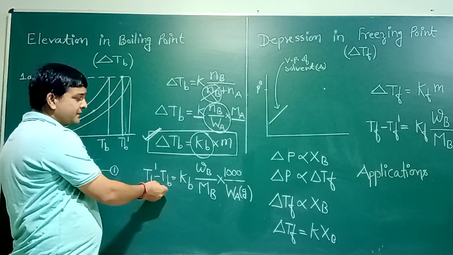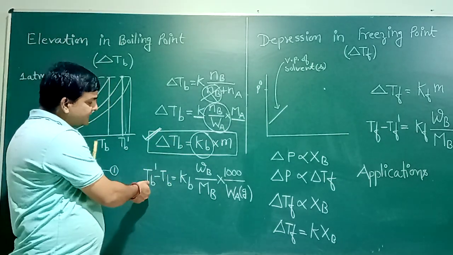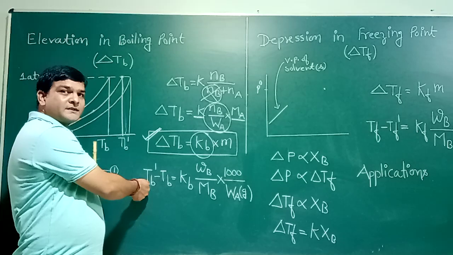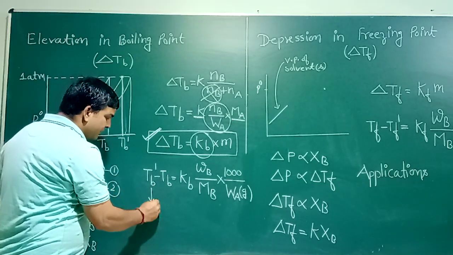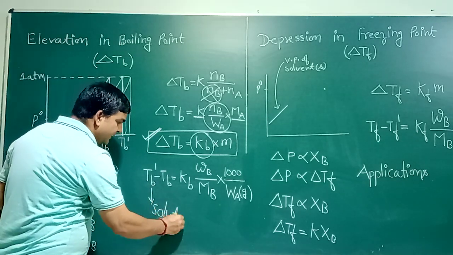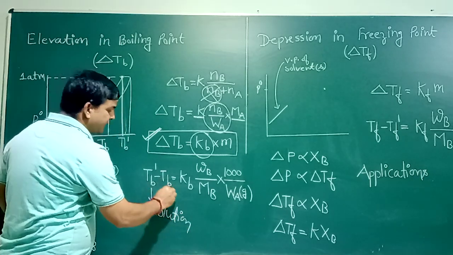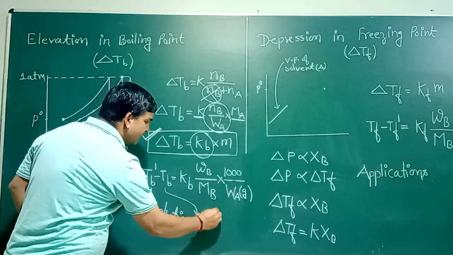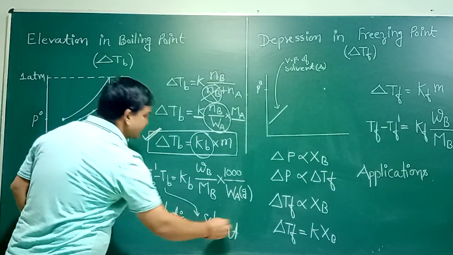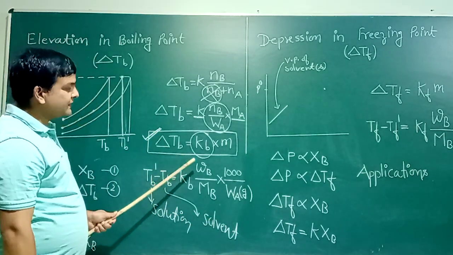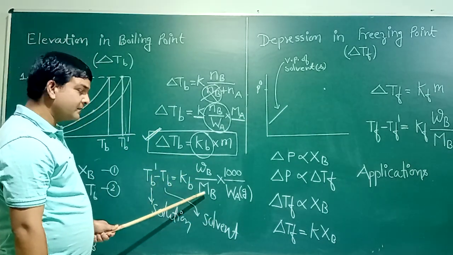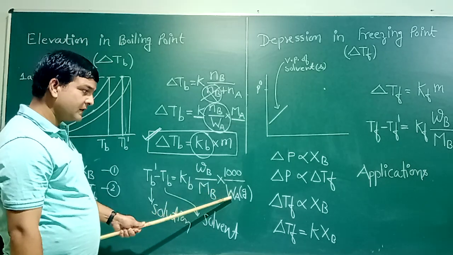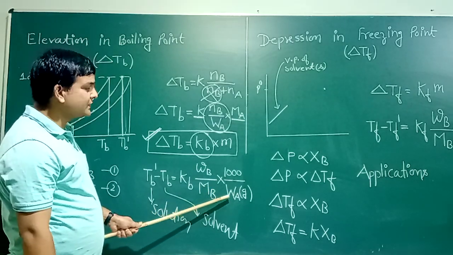You can also write the same formula in this format. It is Tb dash minus Tb. Tb dash means it is the boiling point of solution, Tb is the boiling point of solvent. This is a constant. It is mass of solute in gram, molecular mass of solute, and this is mass of solvent.